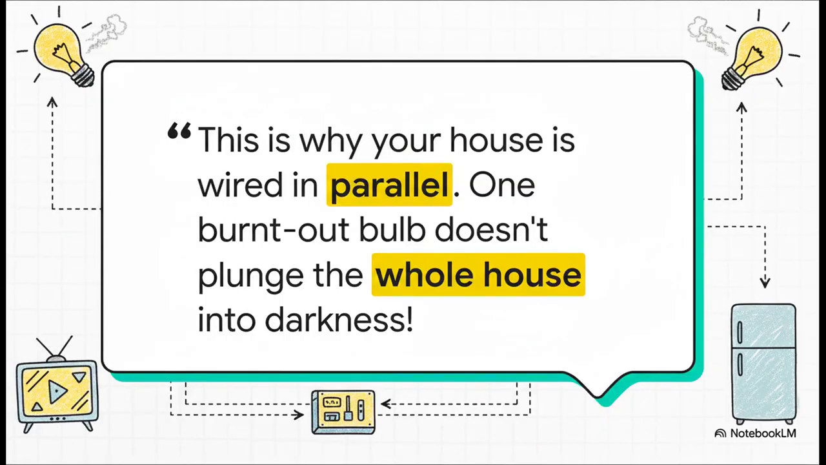And guess what? This is exactly how your house is wired. It's basically one giant parallel circuit. And thank goodness for that. It's the reason why when one light bulb burns out in the kitchen, your TV in the living room doesn't suddenly shut off. Each appliance is on its own independent path, making the whole system practical and reliable.